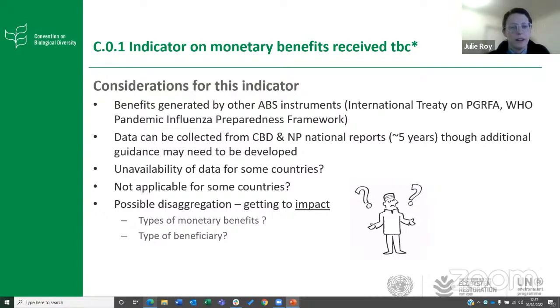Now there's 3 more elements that I wanted to discuss briefly. Some of this is also relevant for the following indicator, so we'll make up the time. So for some countries, data will continue to be not available. We saw that that was a response, and that will continue to be the case because ABS is really implemented in different ways at the national level.